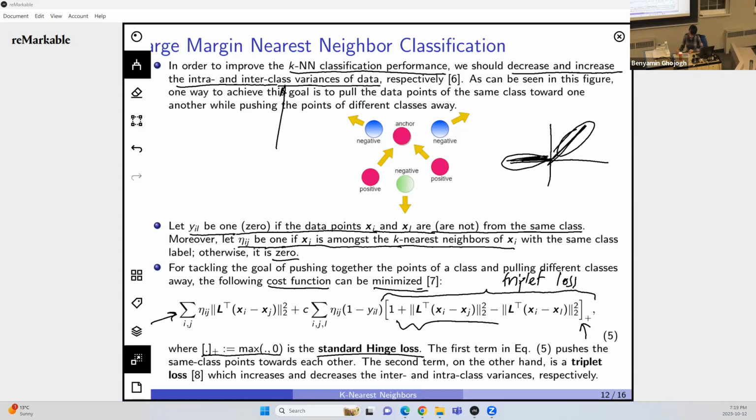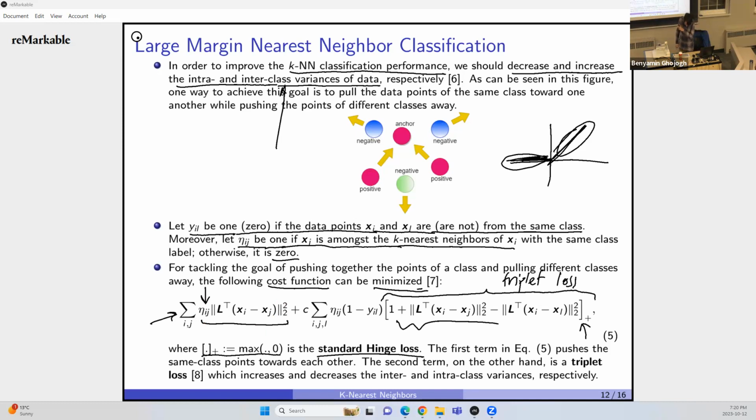Now let's analyze this. What are they doing? Can you tell me what this is doing? First term. So we know that eta ij is 1 when xj is one of the k nearest neighbors of xi, right? And I'm minimizing this term. What is this? This is a squared generalized Mahalanobis distance between xi and xj. Minimize it when xj is one of the k nearest neighbors of xi. I think it's obvious. So basically, it's saying that if in terms of pattern, xj is similar to xi, push them toward each other in terms of pattern, right?